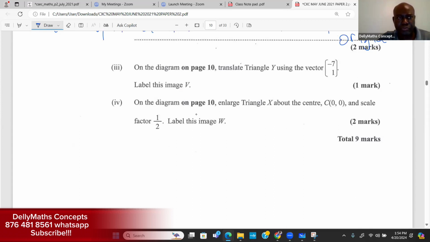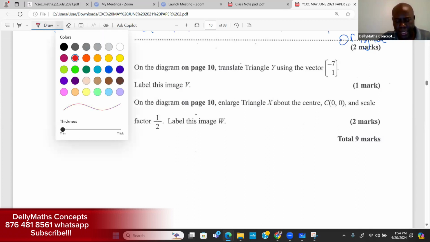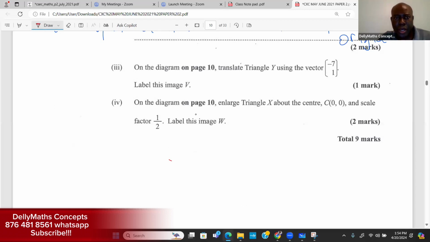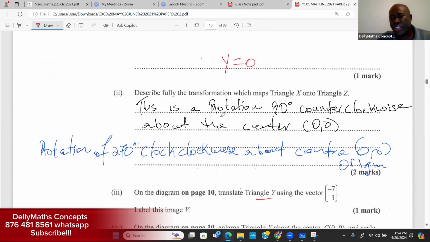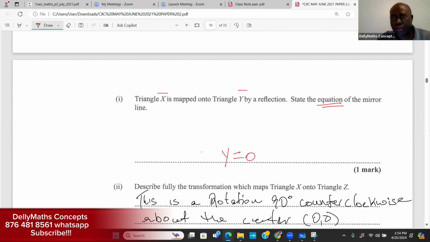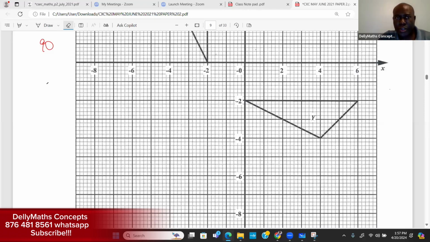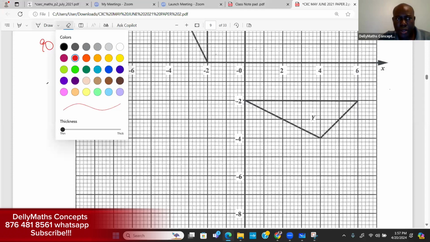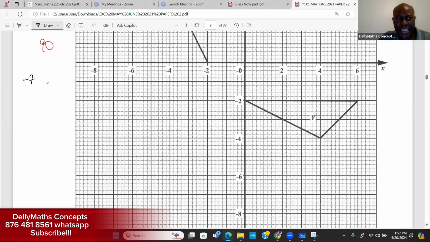Let's keep going. All right, so the next question says here that on the same page, we want to do this translation where we translate triangle Y using the vector -7, 1, and label it V. All right, so we're going to do it. So there are multiple ways you could do it. So -7, 1. All right, so triangle Y will be acted on by a translation T, which is -7, 1.